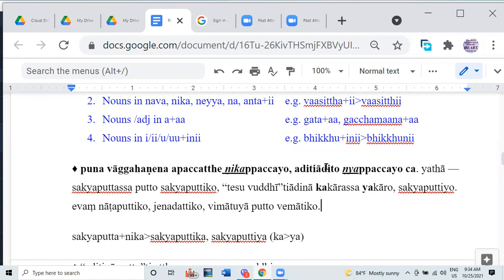So here the suffixes have their separate stems. See, aditi arido. That means after aditi, the Neya suffix, and after the Neya suffix, the Nika suffix. The stems for the Nika suffix are not mentioned here. Yes, for Nika, no stems are mentioned.